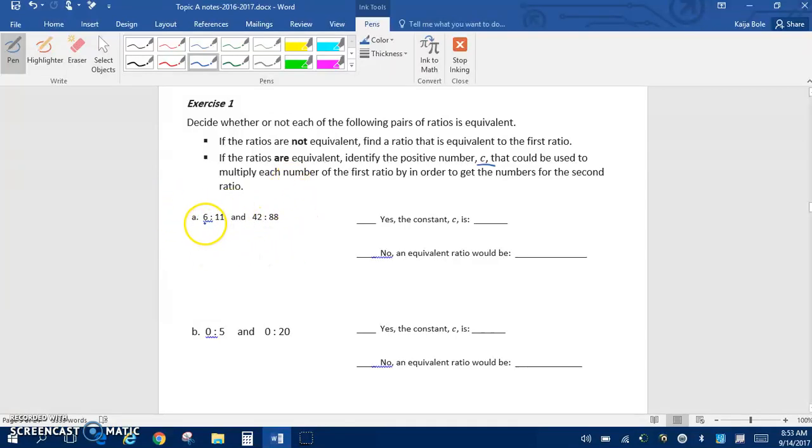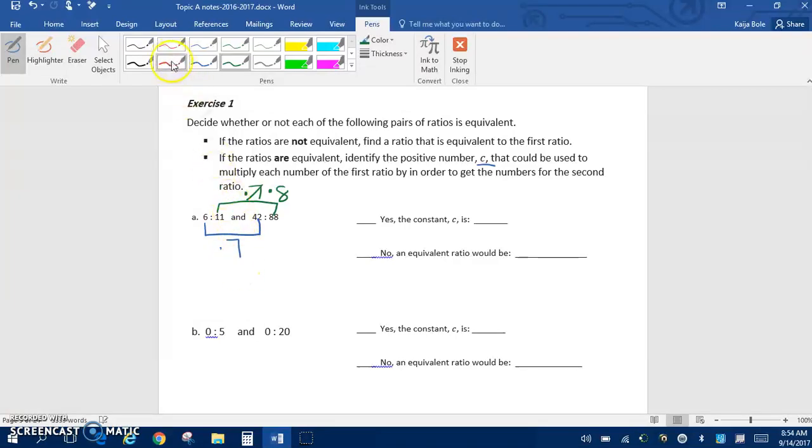So first we're going to look here at the first numbers. So we're going to look at the 6 and the 42, and we're going to think to ourselves, 6 times what would give us 42? If we think about it for a second, we know that 6 times 7 is 42. So now we need to check the second numbers. Alright, so we're going to check now the 11 and the 88. And we're looking to see, is 11 times 7 88? And we know that it's not. We know that 11 times 8 is 88.